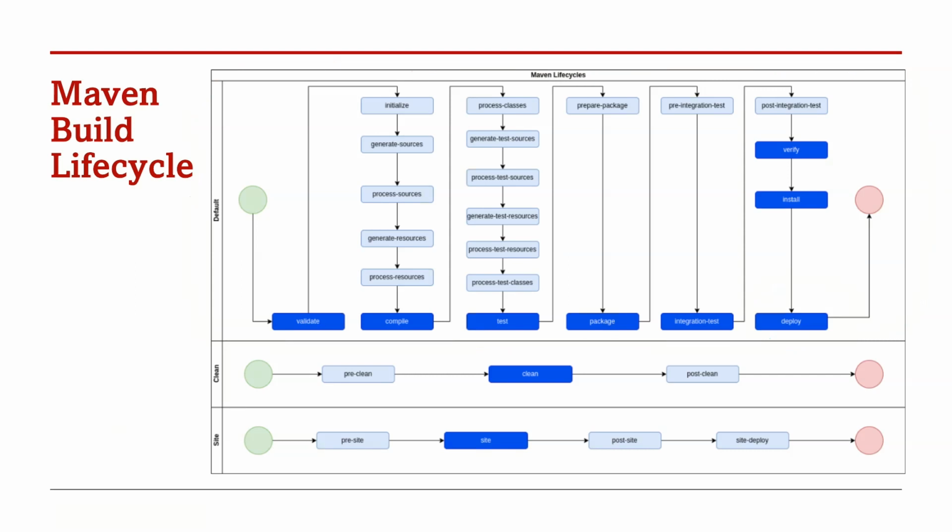If you execute any phase, it will also execute all previous phases as shown in the diagram. For example, if you execute the install phase, it will execute the validate, compile, test, package, verify, and then install phases.